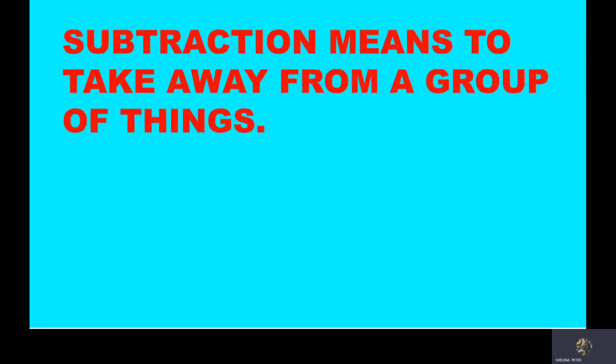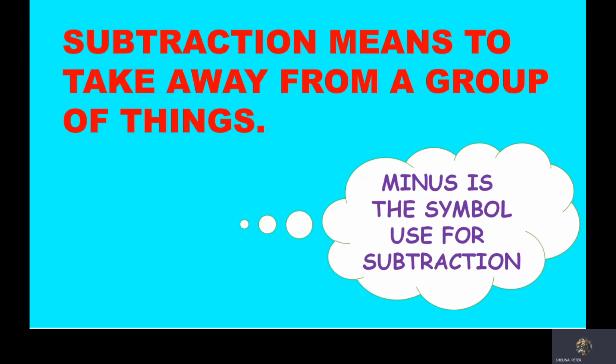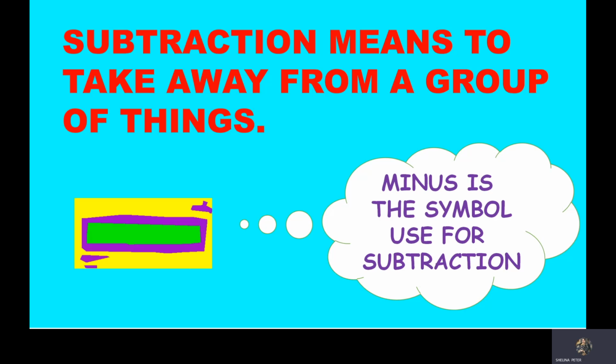So as you know, subtraction means to take away from a group of things. Now suppose there are so many things kept in a bucket. If I am taking out some things from that bucket, that means I am subtracting those things. Subtraction means to take away from a group of things. And you know, minus is the symbol used for subtraction. Can you tell me what is the symbol used for addition? Yes, we use plus sign to represent addition. And this is the minus symbol which is used for subtraction.